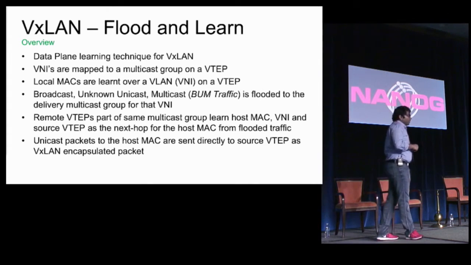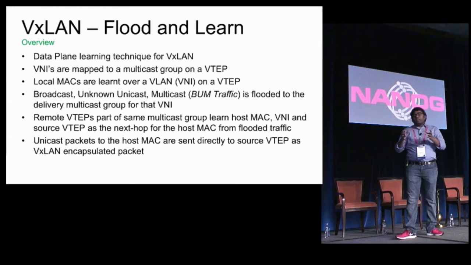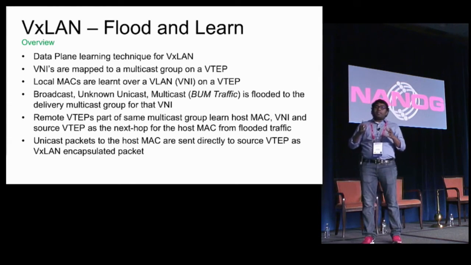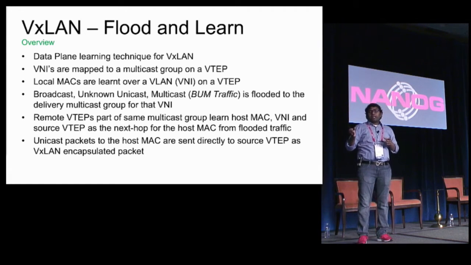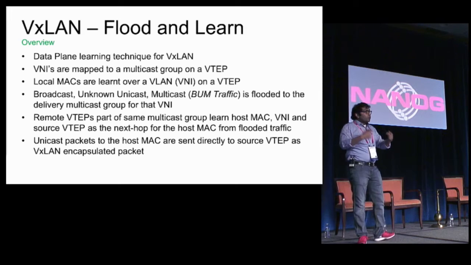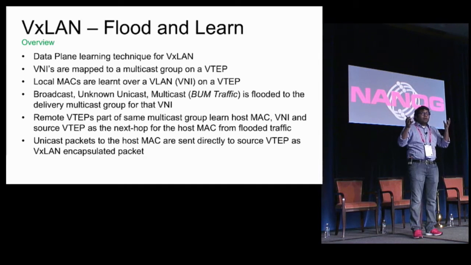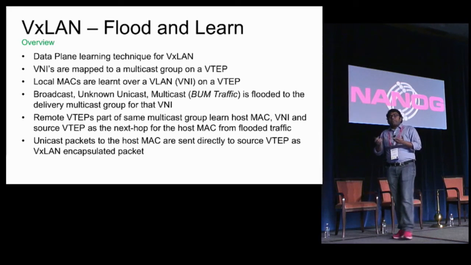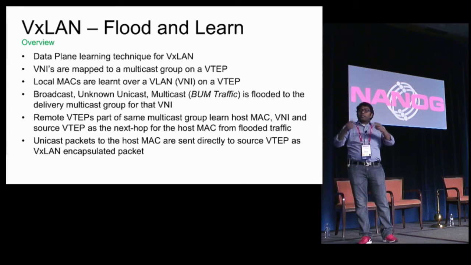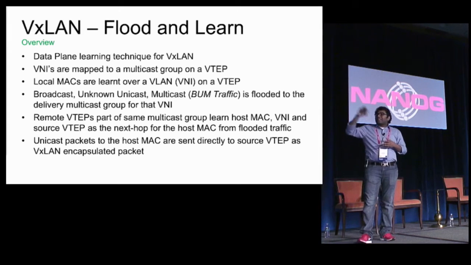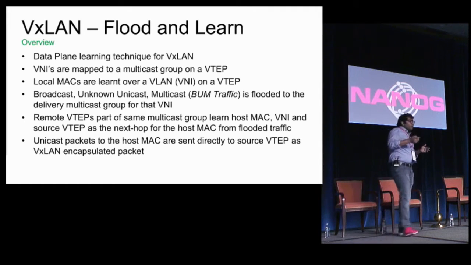Flood and learn. As the name suggests, you actually learn about the remote host and the remote endpoints based on the data forwarding. Unless you have data forwarding between end host to end host, say host A tries to reach out to host B, your endpoints will not be talking to each other, or they won't know that there's a connection or that they require a connection. So you have NVE interfaces or NVE peers that don't get established unless the actual data forwarding happens. You have the BUM traffic.